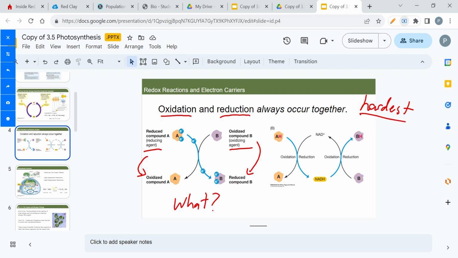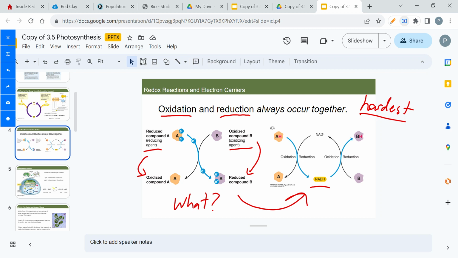Okay, this is what I'm going to give you a heads up on. This gets people a little confused, and really, we just need to use this to explain what happens with these high energy electron carrier molecules. We're making NADH and stuff like that. We're going to go backwards to this.